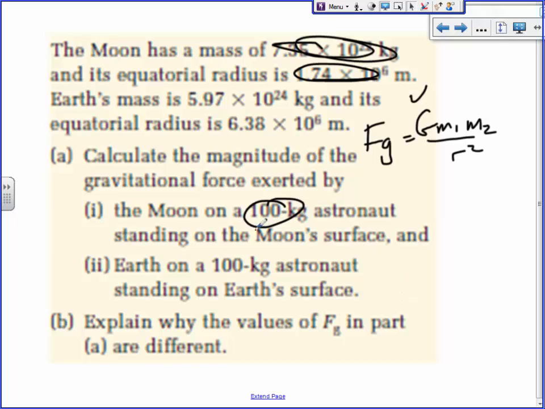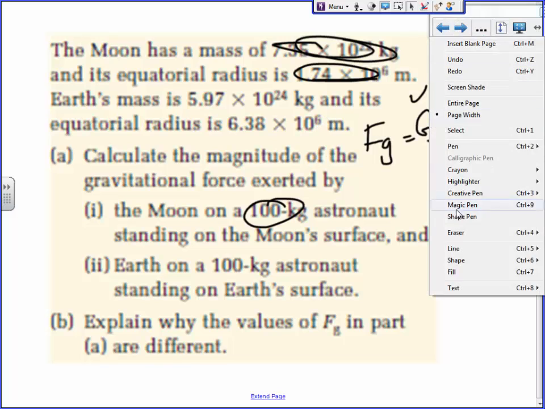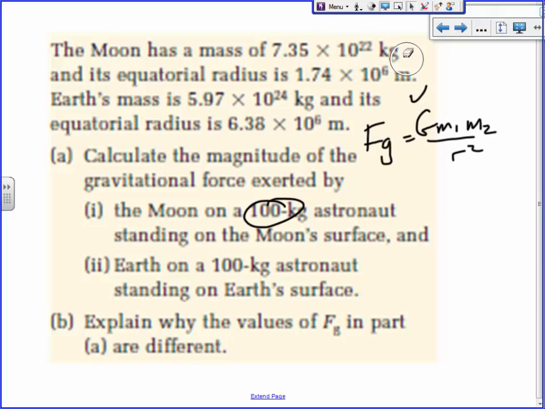Do it once for the moon, do it once for Earth, and then why are they going to be different? Because the Earth is way bigger than the moon, right? Size-wise. I mean, the radius is also a little bit different as well, but it's actually similar. This is 1.74 to the 6. This is 6.38 to the 6. They're at least both to the 6, right? Whereas when you compare the masses of these things, see how this one is to the 22, and this one is to the 24? To the power of 24 is considerably larger than to the power of 22. So, therefore, the Earth is way bigger than the Moon. So there's more gravity on Earth.